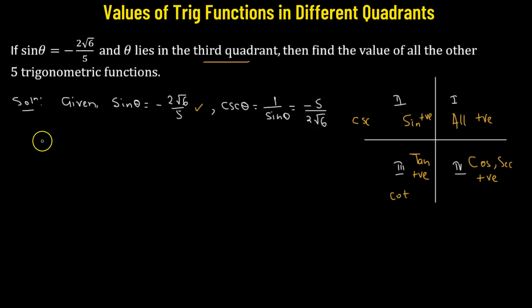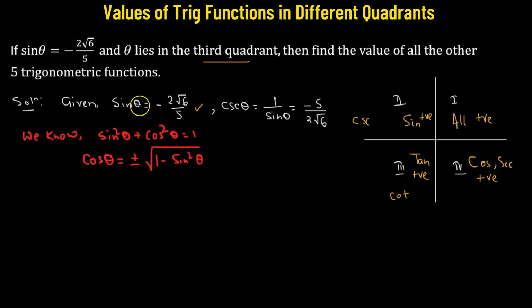Now, we'll try to find the value of cosine theta. For this, we'll have to use an identity. So let's note down that particular identity. Sine squared theta plus cosine squared theta equals 1, and we can replace the value of sine theta with the given value, which will help us obtain cosine theta, because we can rewrite cosine theta as plus or minus square root of 1 minus sine squared theta. So we'll replace the value of sine theta with negative 2 times square root of 6 over 5.